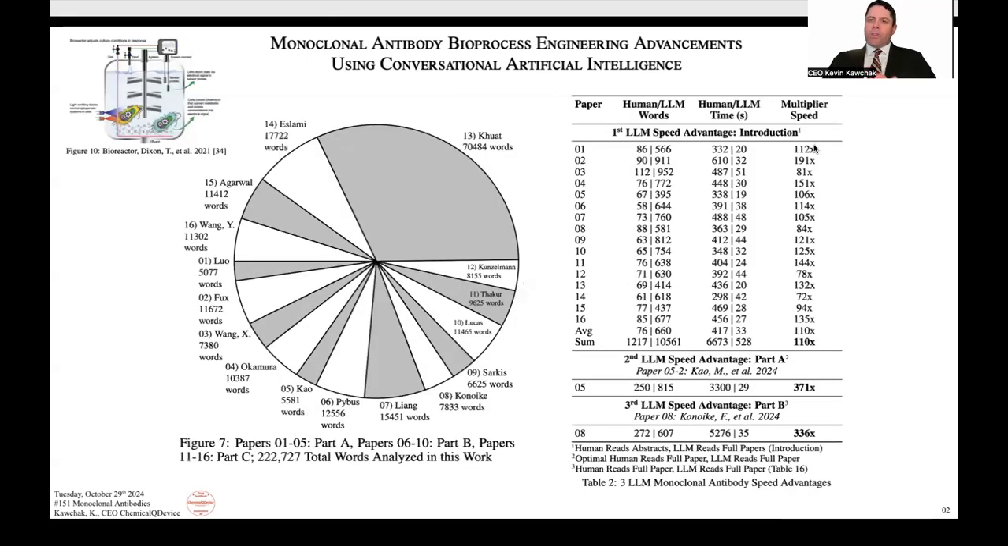This focused on 16 of the 2024 monoclonal antibody bioprocess papers, either with a continuous bioprocess, so a continuous process with a perfusion flow, or that already had some other types of AI advancements, and how you can make it better with conversational AI.